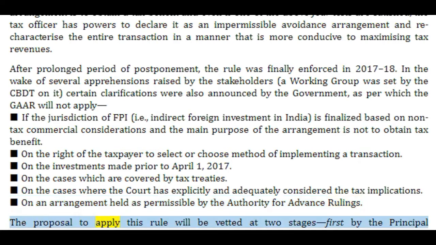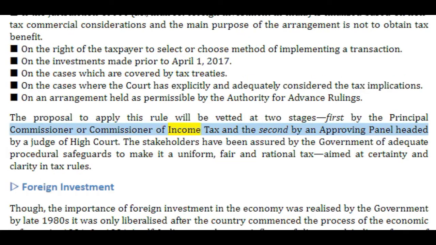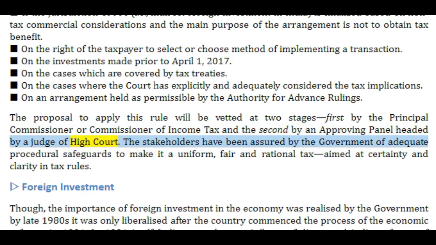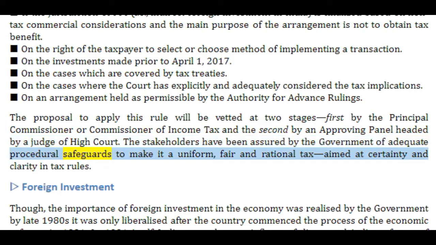The proposal to apply this rule will be vetted at two stages, first by the Principal Commissioner or Commissioner of Income Tax, and the second by an approving panel headed by a Judge of High Court. The stakeholders have been assured by the government of adequate procedural safeguards to make it a uniform, fair and rational tax, aimed at certainty and clarity in tax rules. Foreign investment.